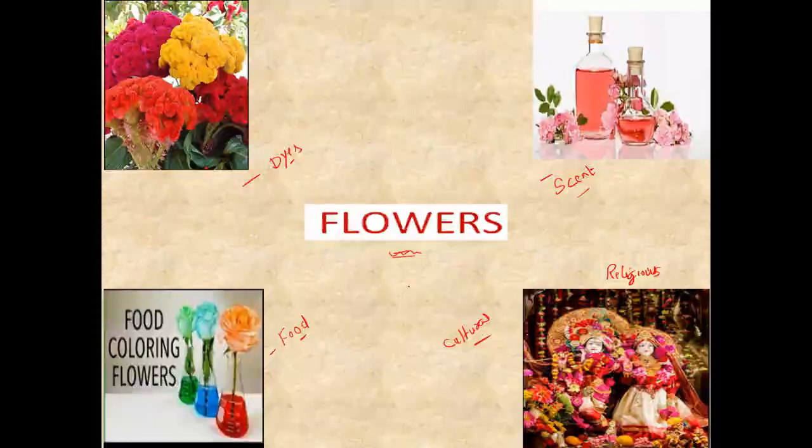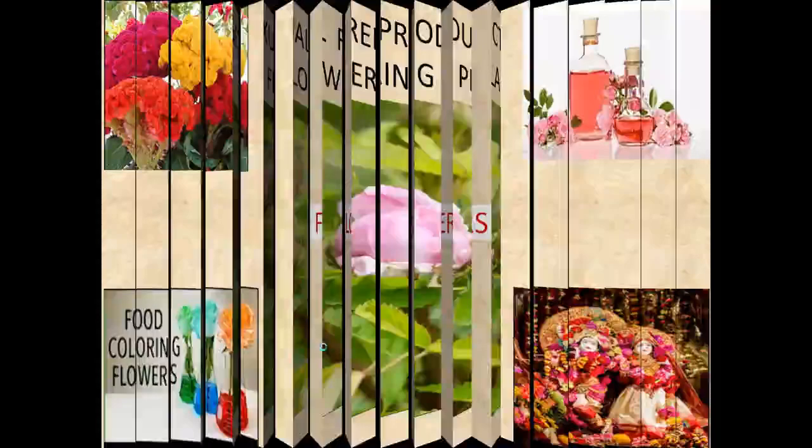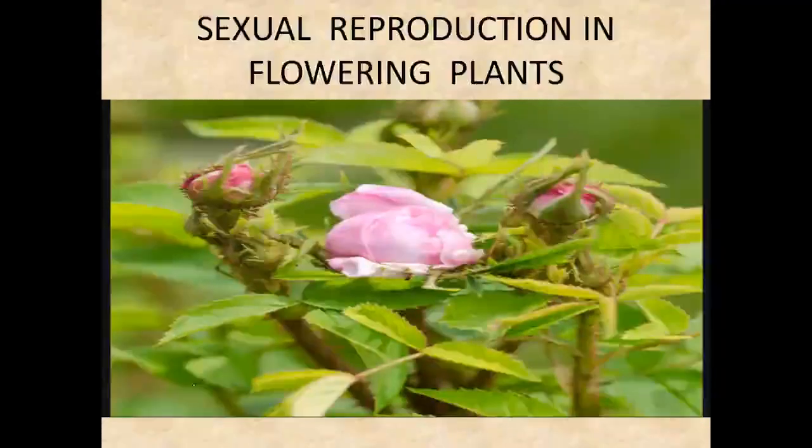Now let us look at flowers as the major reproductive part of the plant. Besides their usefulness, how are they produced? Let's know how these flowers help in reproduction. Now we'll move on to know more about this. Today we'll be starting the chapter.